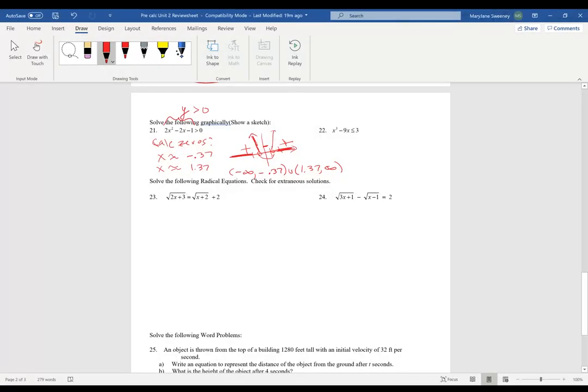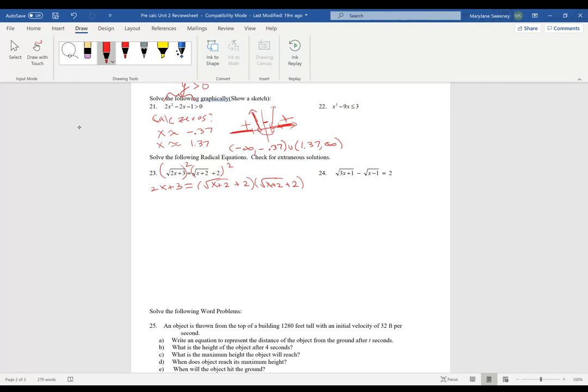Radical equations. Okay, so remember, this is where you square both sides. Squaring both sides is going to undo the radical on the left. It is not going to undo the radical on the right, because we're going to have radical x plus 2 times a radical x plus 2 plus 2. Firsts give me x plus 2. Outers and inners give me a 4 radical x plus 2, because a 2 radical x plus 2 plus a 2 radical x plus 2 is a 4 radical x plus 2. Last, give me plus 4.